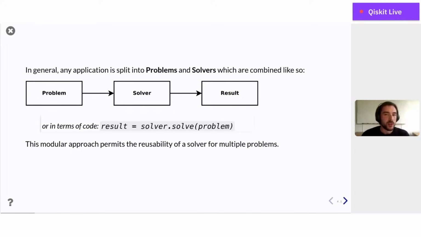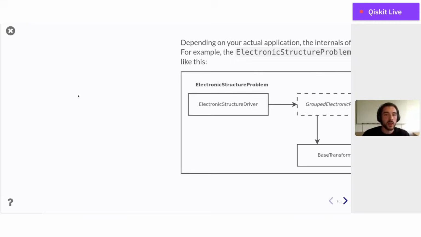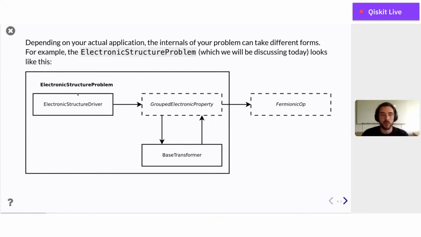Now, depending on the situation, the internals of a problem may look a little bit different. So for the purposes of today, we will be looking at the electronic structure problem. This problem takes an electronic structure driver, as well as some base transformers. The electronic structure driver is what I mentioned before. It's the interface to a classical code. So this is really at the core, which returns the coefficients that you need in order to represent your problem.